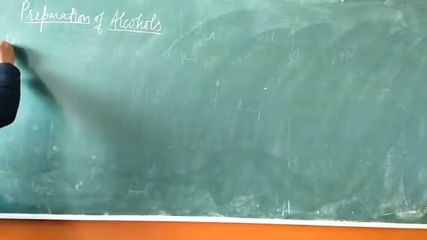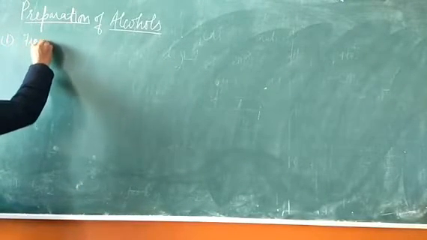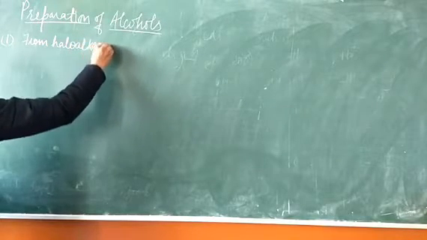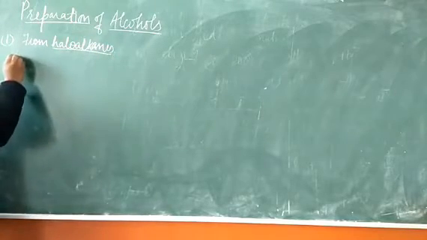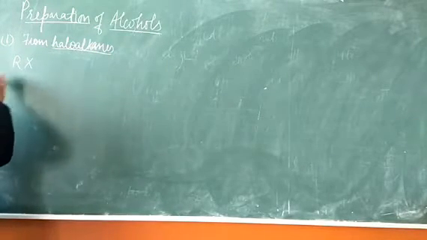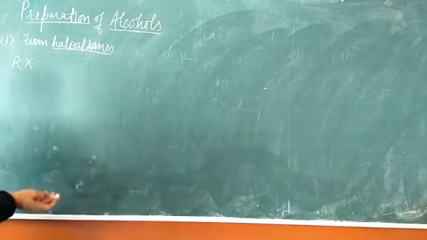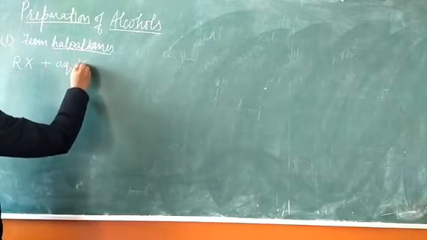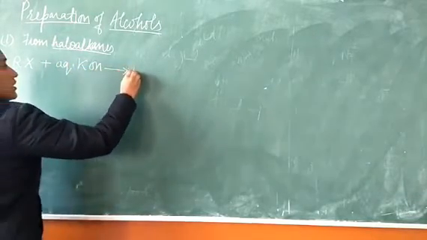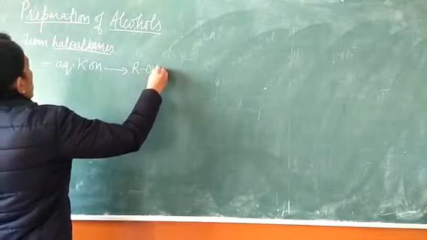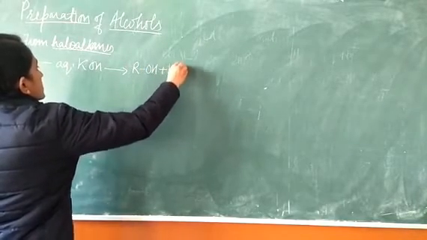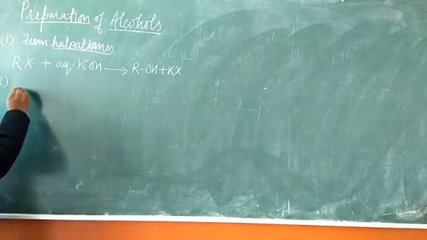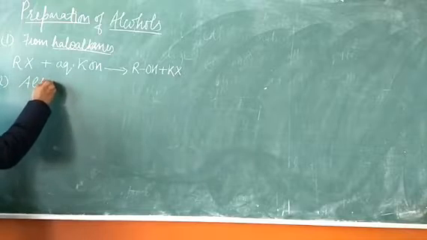So first we begin with the preparation from haloalkanes. So here this is RX, which is an alkyl halide, can be either chloroethane or bromoethane, plus aqueous KOH. The product formed is alcohol and KX will be released. Right? So the second is from the alkene.